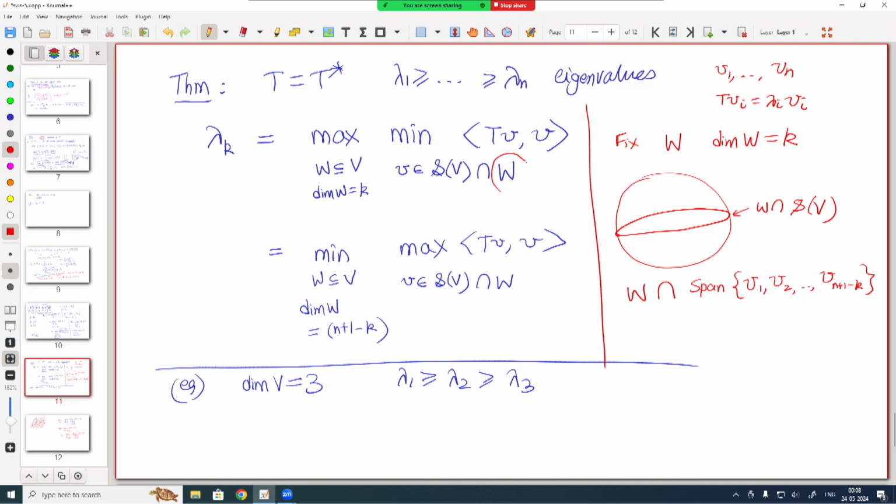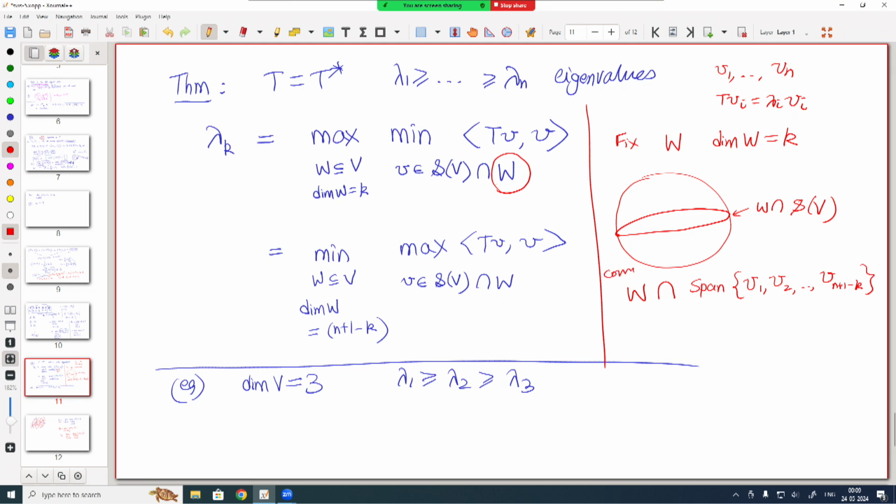To do that we should let W vary over all k-dimensional subspaces. Now what is one obvious k-dimensional subspace? V1, V2, ..., Vk itself, the first k vectors. Do I want this or the other k? No, I think I want this. So let's try this.